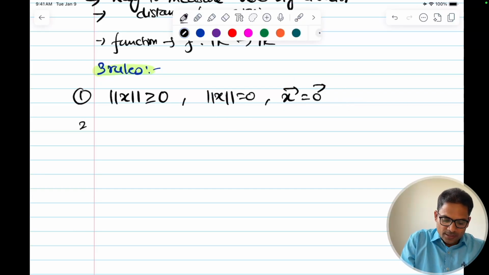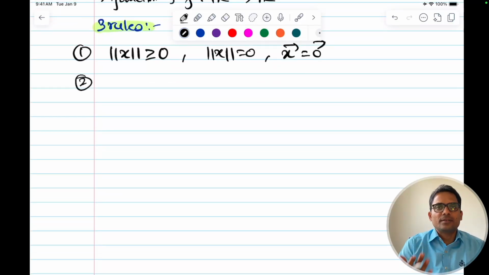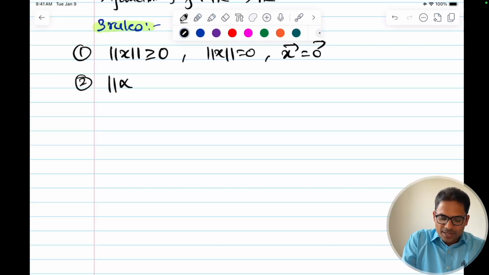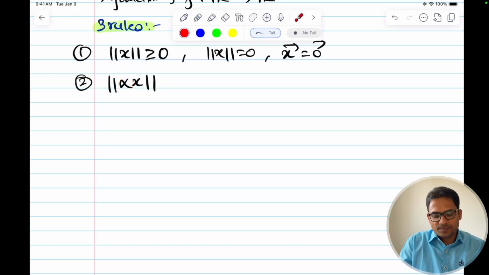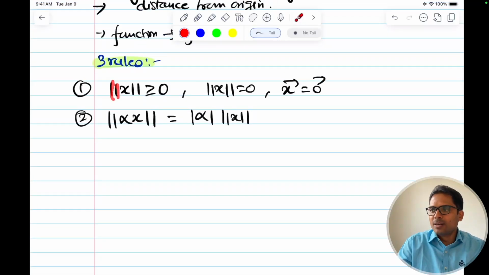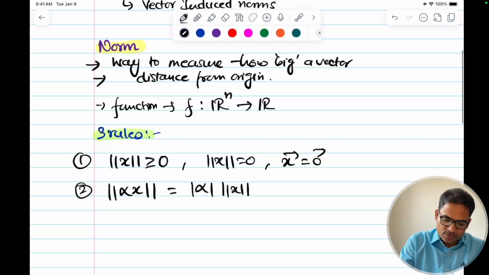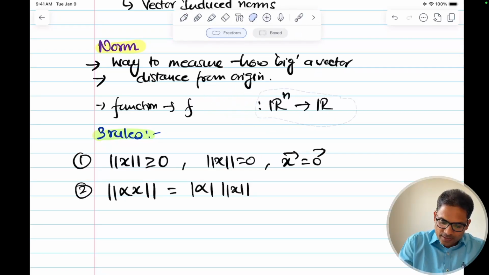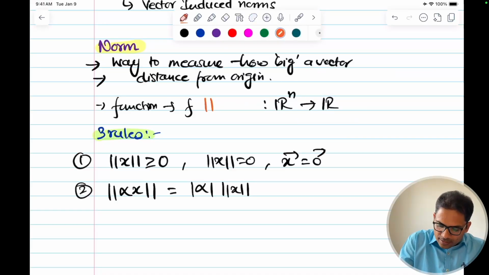That's rule number 1. Rule number 2 is that if you scale a vector by a scalar, then the norm should scale by that magnitude. If you write it formula wise, if you multiply a vector by a scalar alpha, all the terms will be multiplied by alpha. So this norm should be equal to the magnitude of alpha times the norm. The way to represent norm is a double line, and I'll write a symbol here.